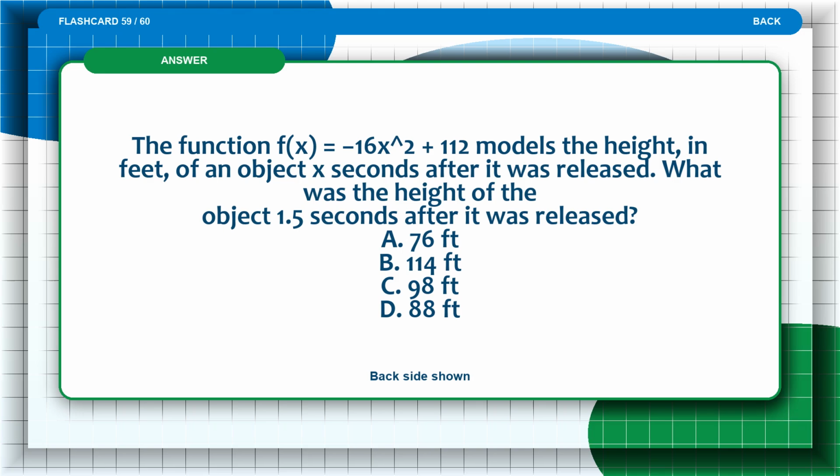The answer is: the function f(x) = -16x² + 112 models the height, in feet, of an object x seconds after it was released. What was the height of the object 1.5 seconds after it was released? A, 76 feet; B, 114 feet; C, 98 feet; D, 88 feet.